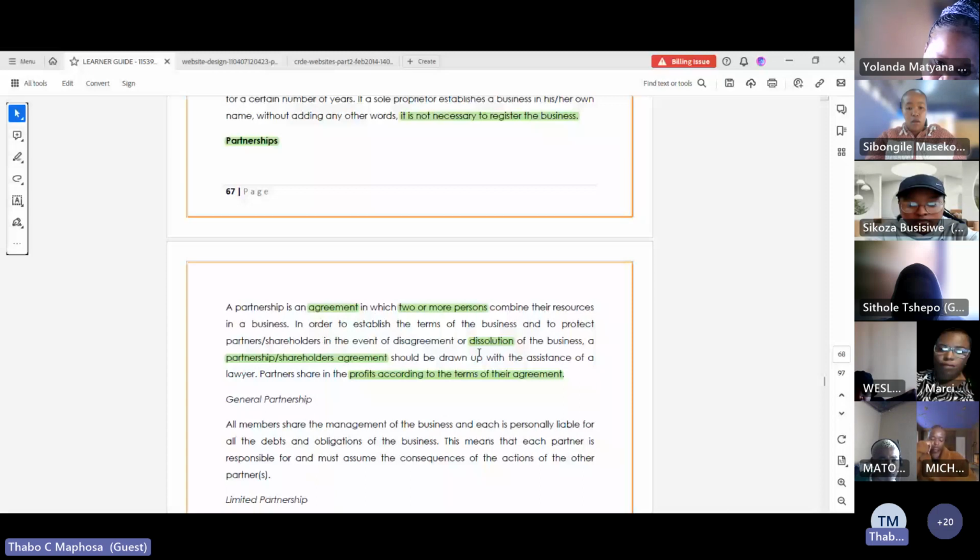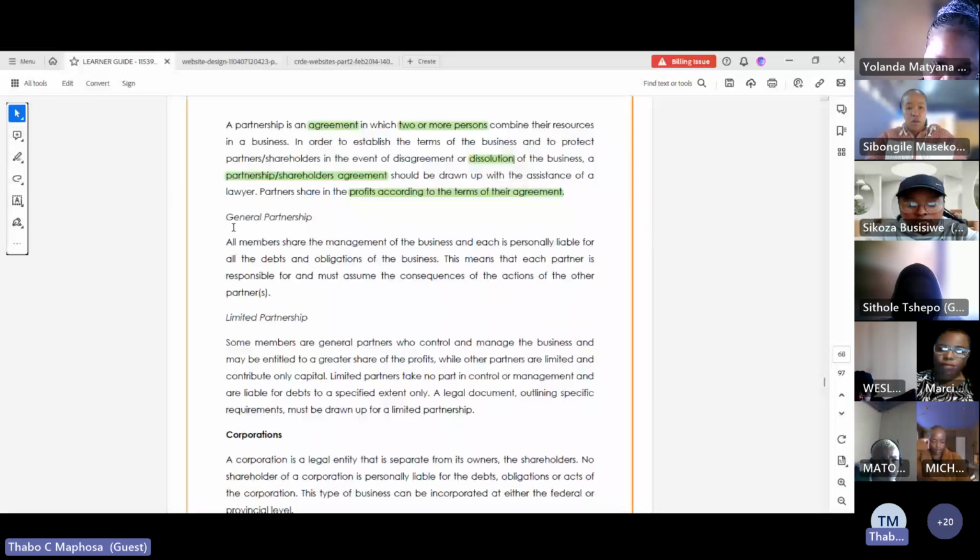Now, there are different versions of these agreements. You've got what they call a general partnership, and you've got what they call a limited partnership. In a general partnership, all members share the same management of the business, and each person is liable for all the debts and obligations of the business. That means that each partner is responsible for and must assume the consequences of the actions of the other partners.